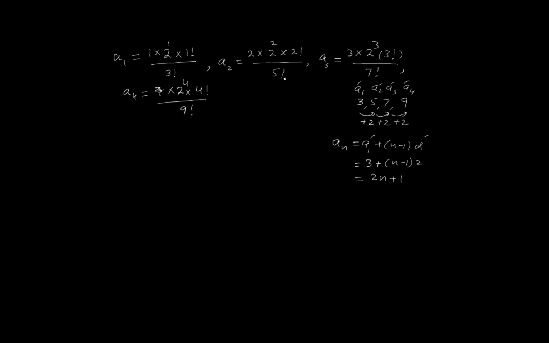So in the denominator 3, 5, 7 and 9. So in the nth term 2n plus 1, because this sequence general term is 2n plus 1. So 2n plus 1 factorial. Then first term 1 and second 2, 3 in the third and 4 in the fourth term. So this is another sequence 1, 2, 3, 4 and so on. So what will be d? Plus 1 is adding each time.